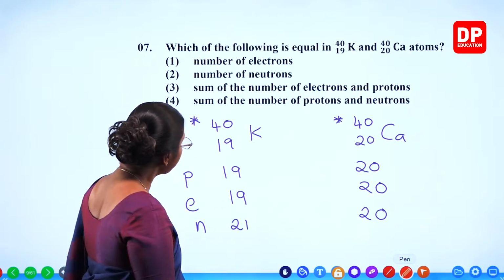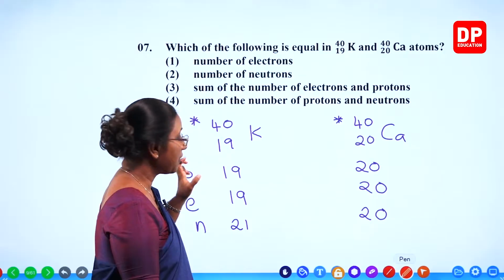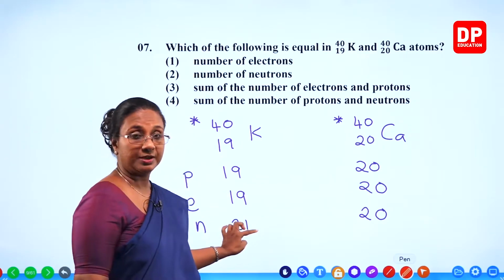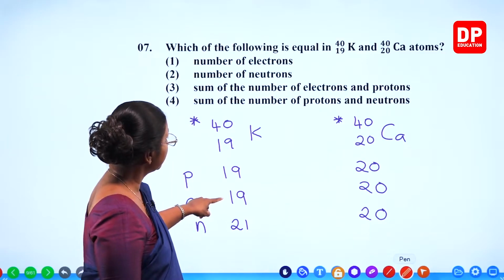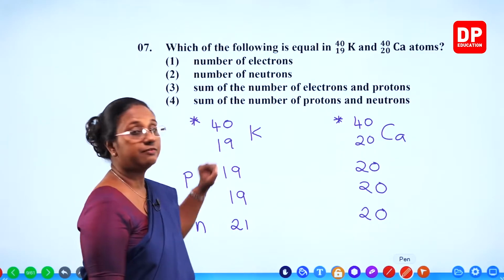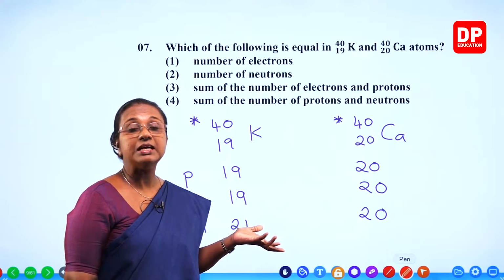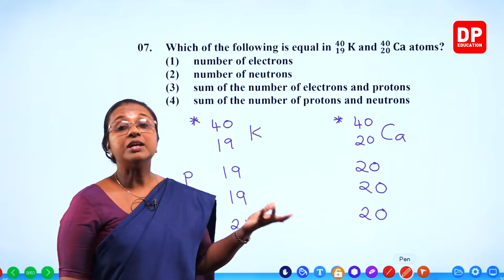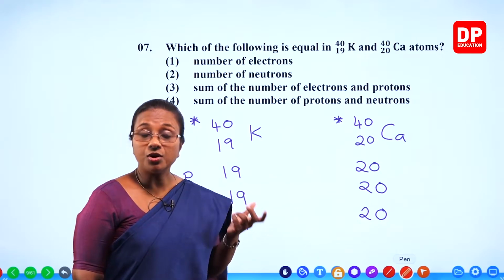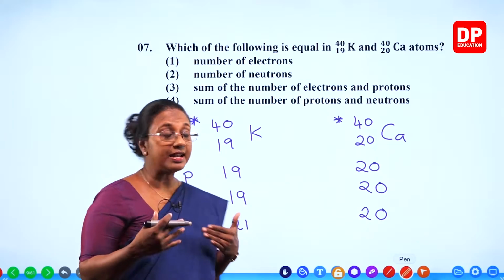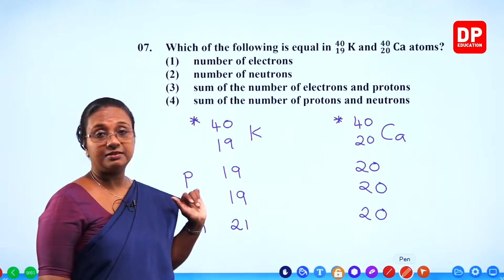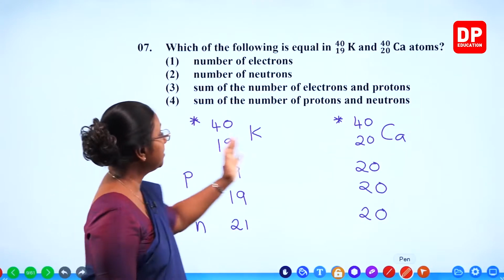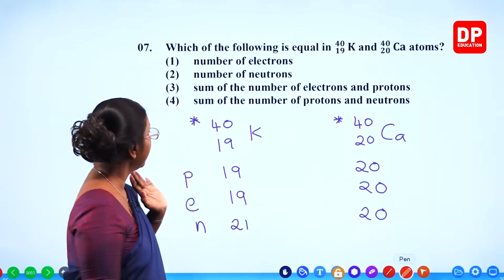Then if you look at the third answer, sum of the number of electrons and protons. Normally we don't calculate that as a value, but if you look at the values here, protons and electrons, you can see 19 and 19 for potassium, so it will be 38. Whereas if you take calcium, 20 and 20, so the number is going to be 40. So that is also different. Even if you just add up the number of protons and electrons, they still differ between potassium and calcium. So that is not the answer.